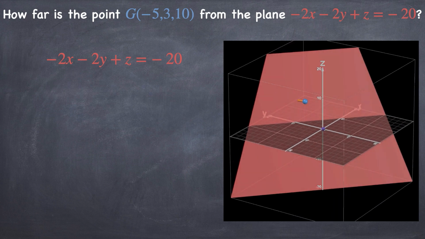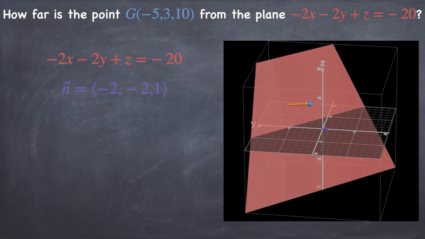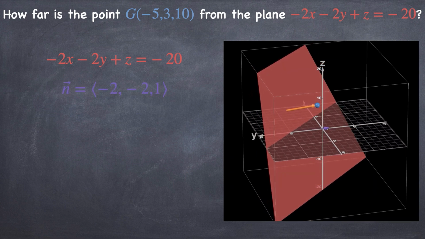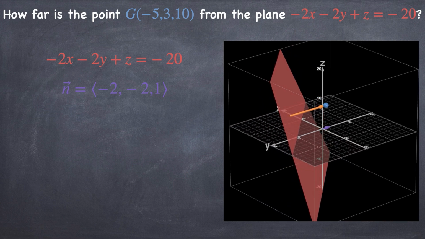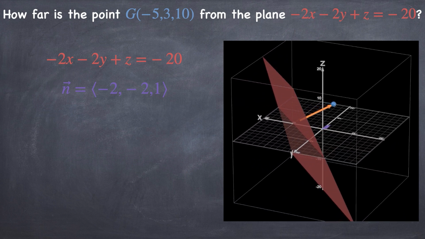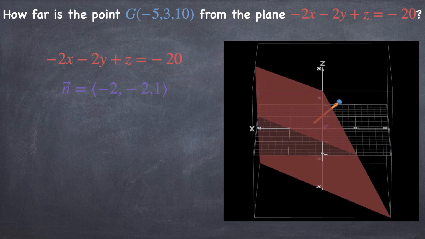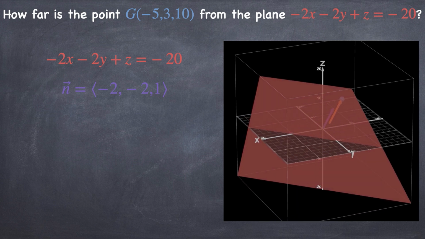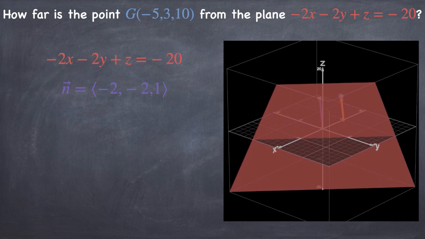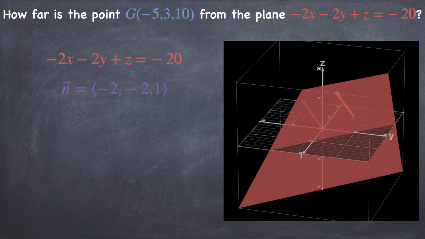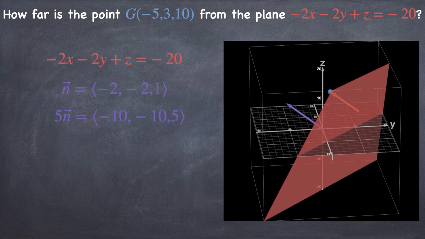And if I calculate my normal vector, well, there it is. Okay, that's not very helpful. See, at the origin, there's the normal vector. If I read the equation of the plane, I get the normal vector is -2, -2, 1. I can multiply this vector by 5 just so we can see it, but that's a normal vector.